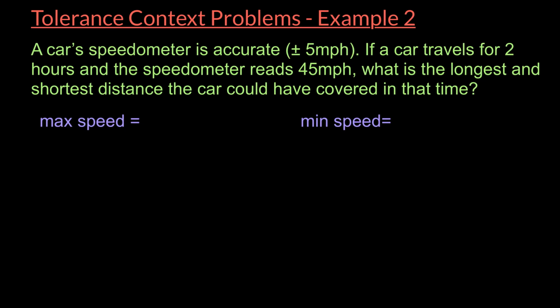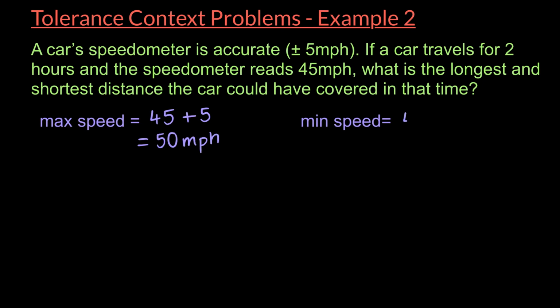So the first step is to find the maximum and the minimum speed. We're going to be doing speed, distance, time twice here. We're going to do it once to find the maximum distance and then again to find the minimum distance. So the maximum speed will be 45 plus 5 miles per hour, which is 50 miles per hour.